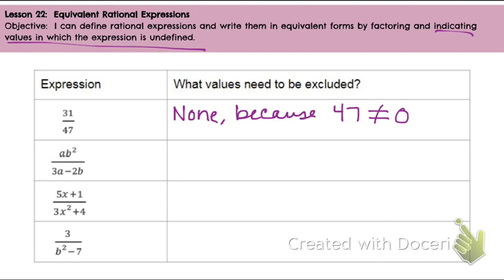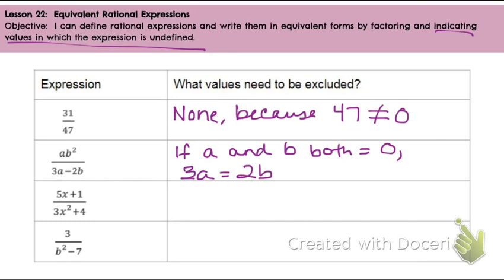For the second one, ab squared divided by 3a minus 2b, there are a couple different places where this has to be excluded. The first place is if a and b both equal 0, the denominator will be 0. And also if 3a equals 2b. That would exclude it, because if 3a equaled 2b, then when you subtracted, you'd get 0.